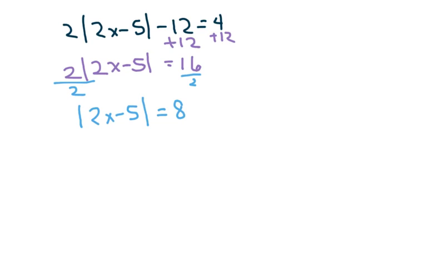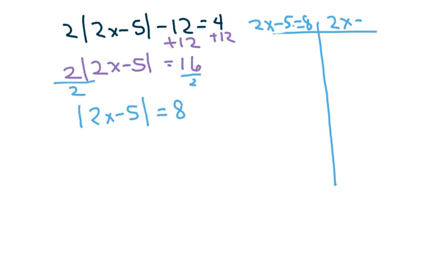equals 8. Now I can do my table here. And to save room, I'm just going to write it here. This is 2x minus 5. Let me move it over a little. 2x minus 5 equals 8. And what do we write on this side? 2x minus 5 equals negative 8. Solve for x by adding 5 to both sides.